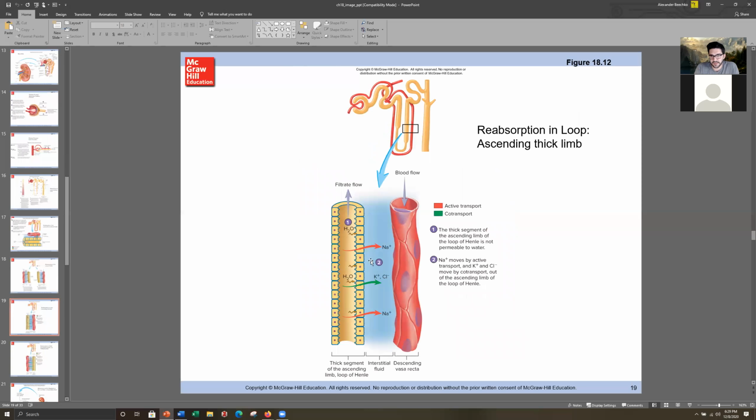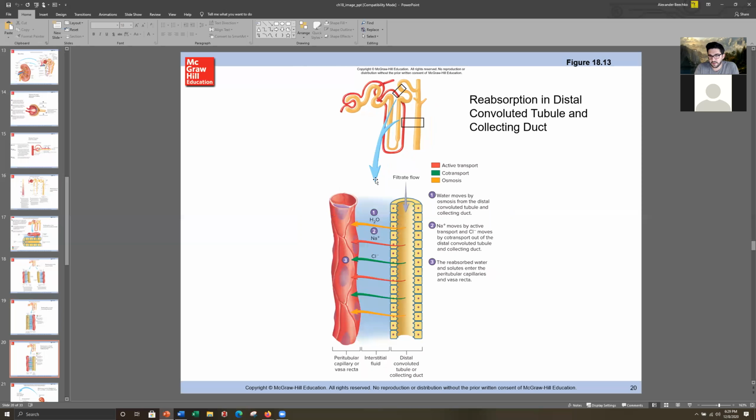Okay, so then back to our red and green lines here. With the ascending limb, we see only salt permeability, no water permeability present here for these cuboidal epithelia. So here we're excreting things like sodium, potassium, chlorine, those kinds of things can be excreted into the interstitial space or into the vasa recta.